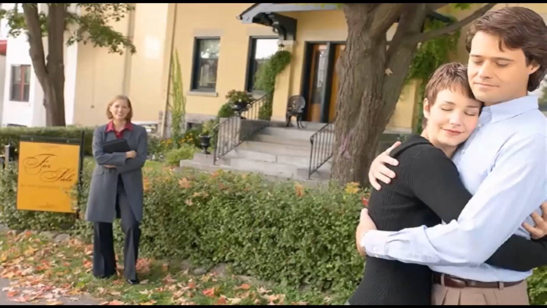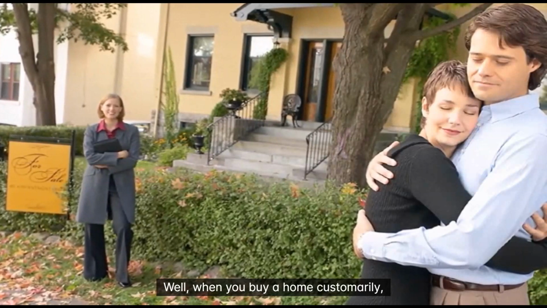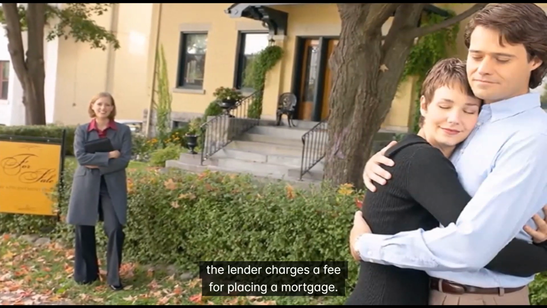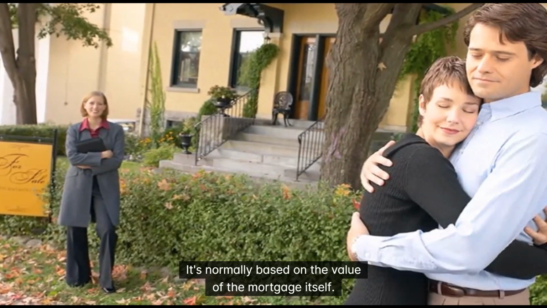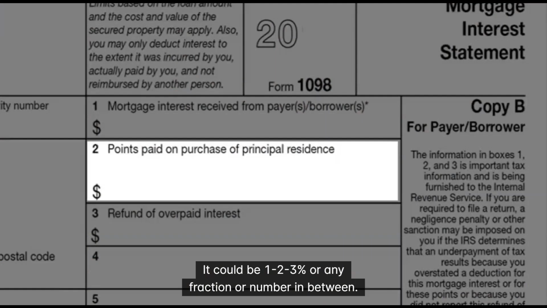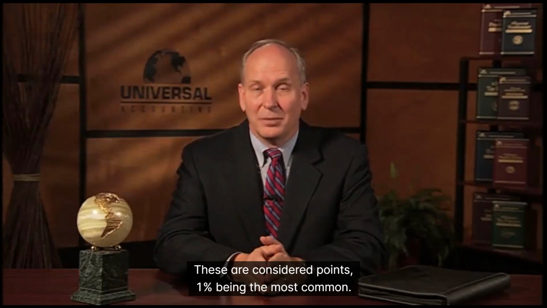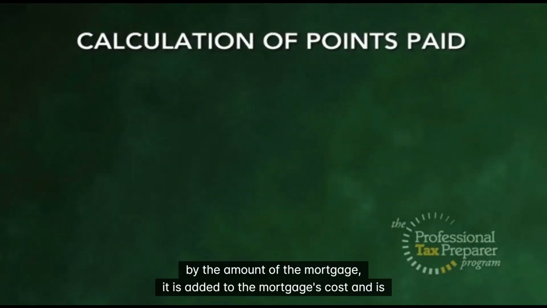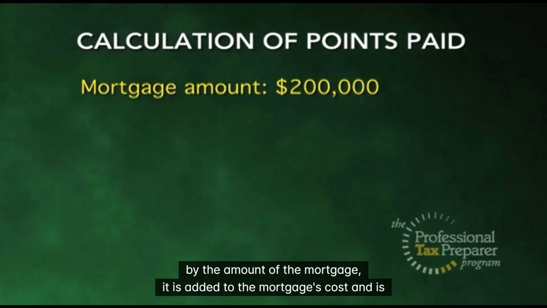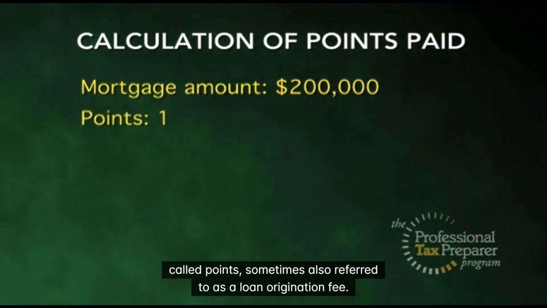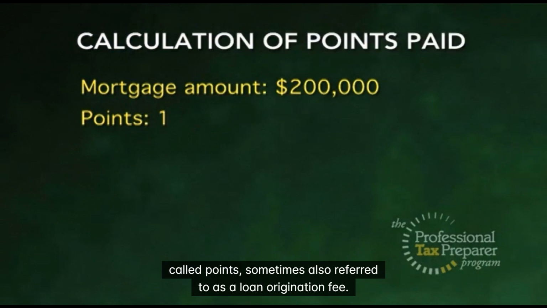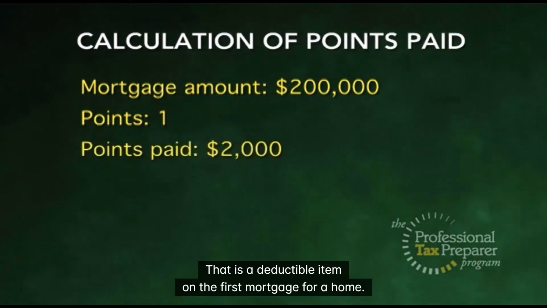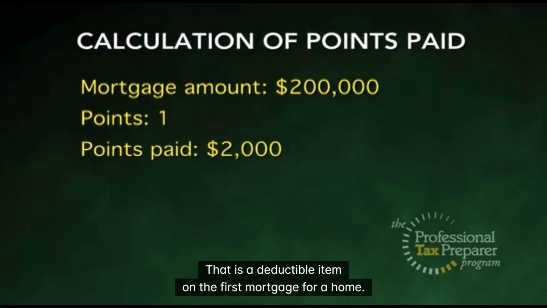What are points? Well, when you buy a home, customarily the lender charges a fee for placing a mortgage. It's normally based on the value of the mortgage itself. It could be 1%, 2%, 3%, or any fraction or number in between. These are considered points, 1% being the most common. When you multiply the point percentage by the amount of the mortgage, it is added to the mortgage's cost and is called points, sometimes also referred to as a loan origination fee. That is a deductible item on the first mortgage for a home.